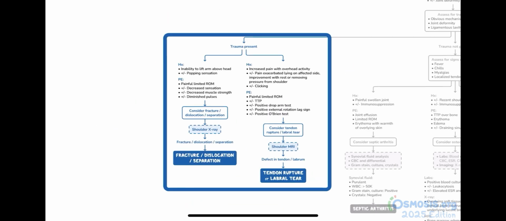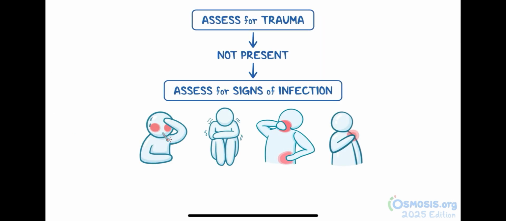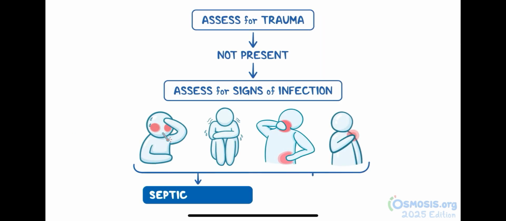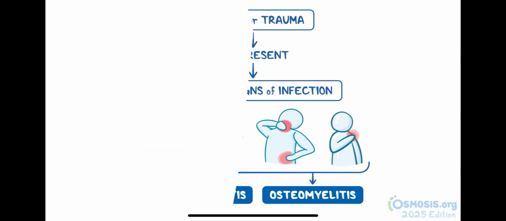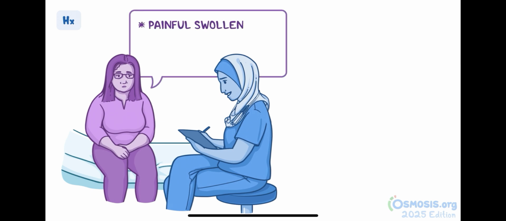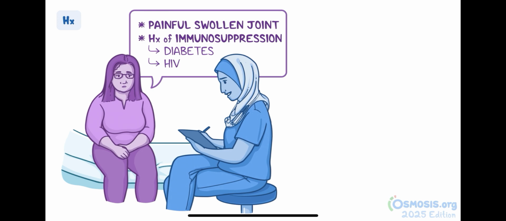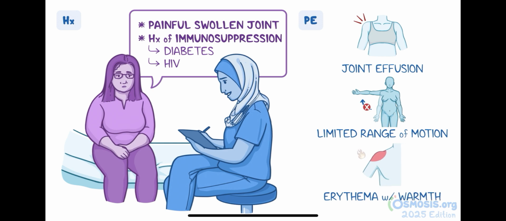Now, if trauma is not present, assess for signs of infection like fever, chills, myalgias, and localized tenderness. If there are signs of infection, think septic arthritis and osteomyelitis. First up is septic arthritis. Your patient will report a painful swollen joint, and they might have a history of immunosuppression such as diabetes or HIV. Examination will reveal joint effusion, limited range of motion, and erythema with warmth of the overlying skin.